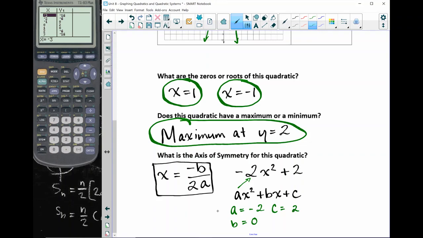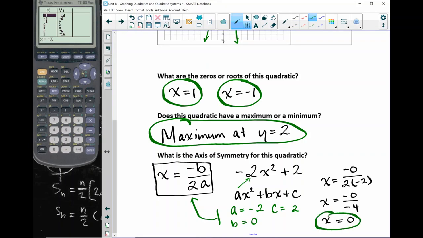So now I can just sub these numbers into that equation. So x equals negative b, and b is 0. So negative 0 over 2 times my a, which is negative 2. So x equals negative 0 over 2 times negative 2, which is negative 4. 0 over anything is just 0. So my axis of symmetry is the line x equals 0.